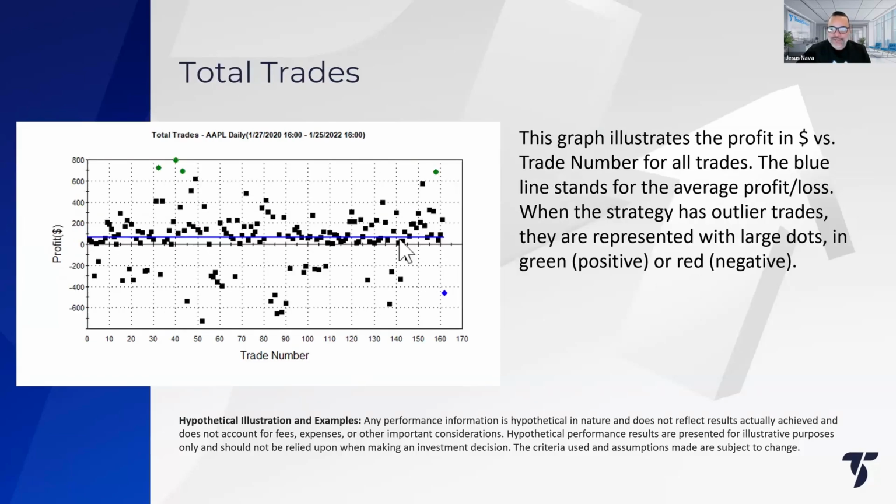Total trades is a graph that gives you where the trades land in the overall profitability, what your average profit and loss is. That's the blue line. And it also displays some outliers. If there's any outliers, or what would be classified as an outlier, on the positive side it will be green, and on the negative side it will be red.